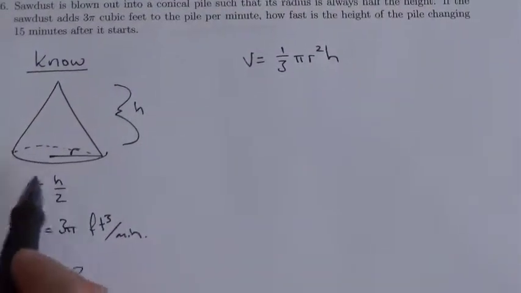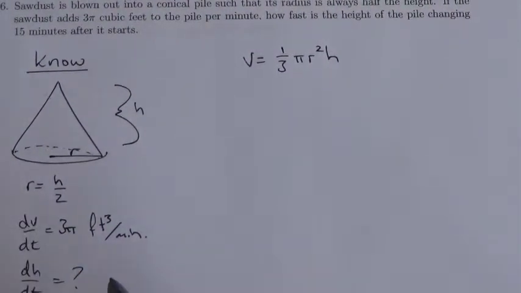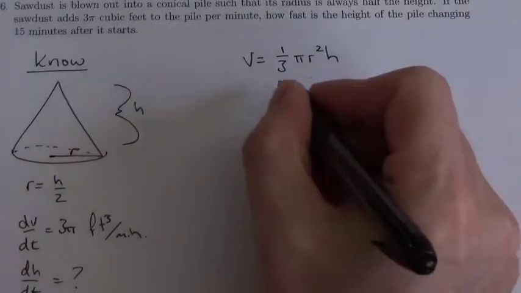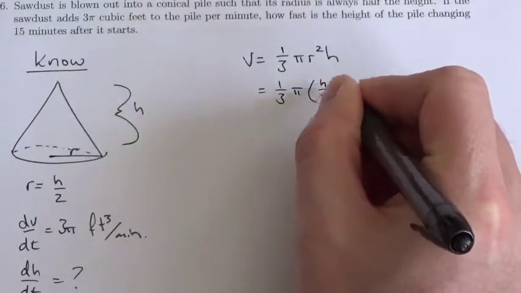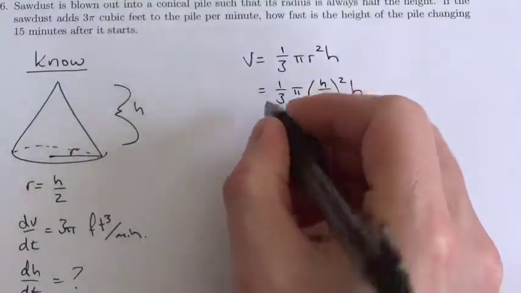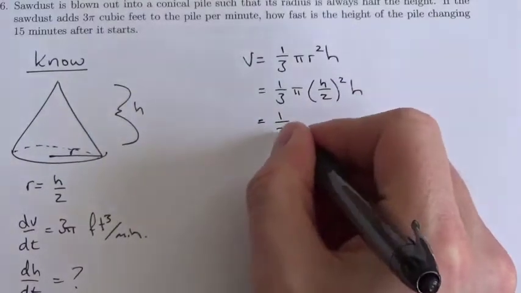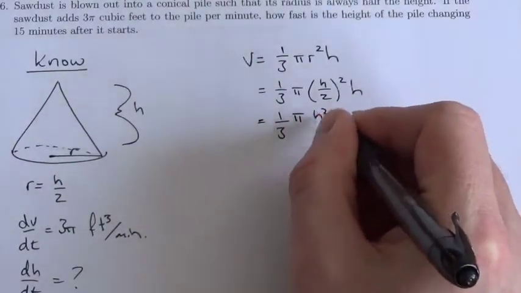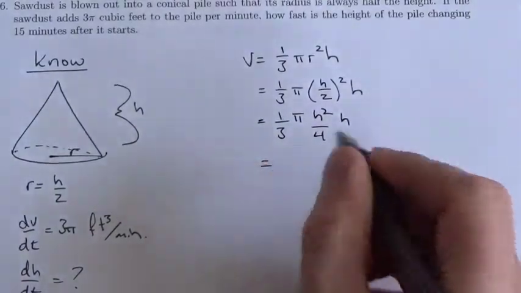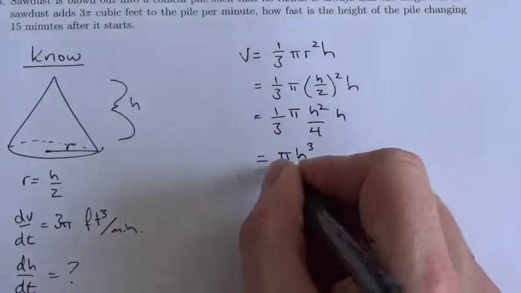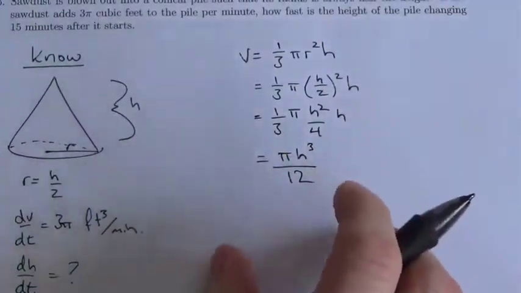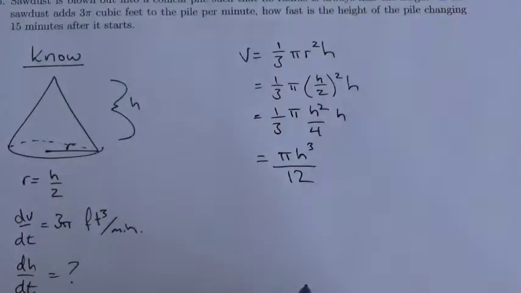However, I can rewrite radius in terms of the height variable. So it's not like I'm changing r into a constant. I'm replacing it with another variable. And so I can rewrite this as 1/3 pi, h over 2 squared, multiplied by h. And so now my volume will be 1/3 pi, h squared over 4, multiplied by h. And then I can put that all together and we'll get pi multiplied by h cubed over 12. So there's my relationship between volume and my height.